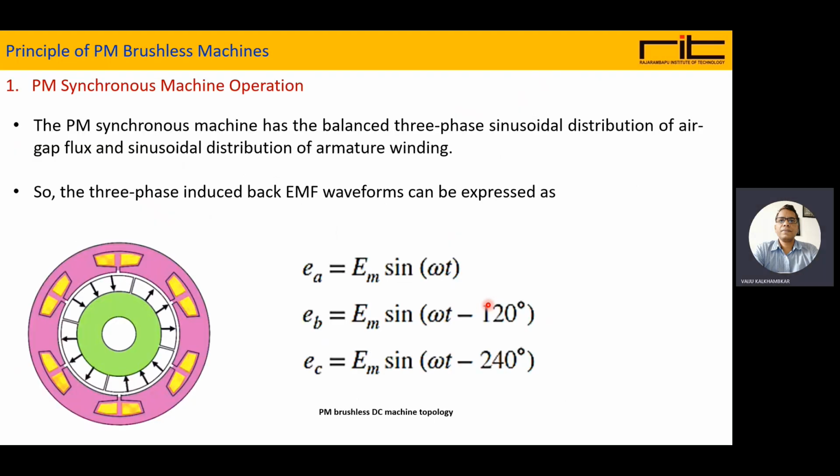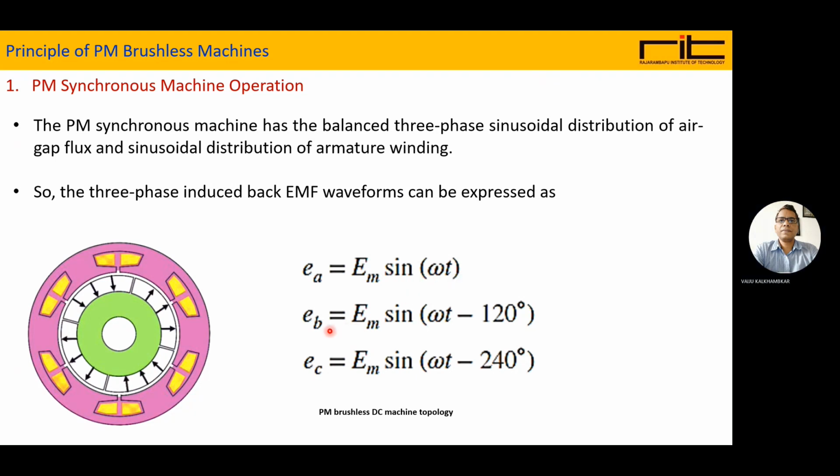The principle of permanent magnet brushless machines. The permanent magnet synchronous machine operation can be discussed with these equations. The permanent magnet synchronous machine has balanced three-phase sinusoidal distribution of air gap flux and sinusoidal distribution of armature winding. The three-phase induced EMF waveform can be expressed as phase A, EA, phase B, EB, and phase C, EC, equal to the sinusoidal waveform equation Em sin omega t.